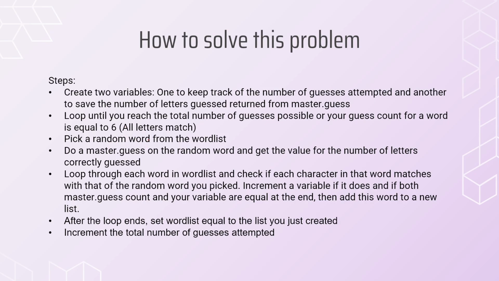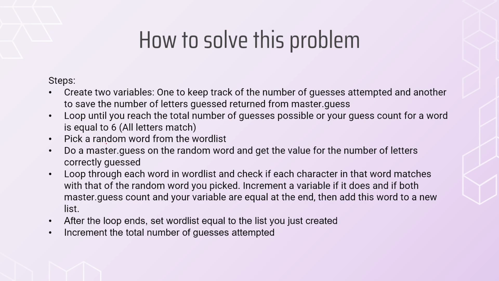Then we pick a random word from the word list. Here we don't have to pick a random word. You can pick the first word or the last word, but it's just better odds for you to pick a random word. So you can use a library called random in Python and just do random.choice and then pass in the list that we're working with, which is wordlist.